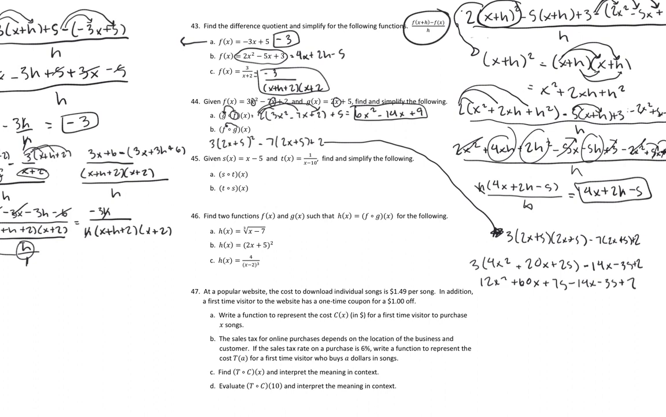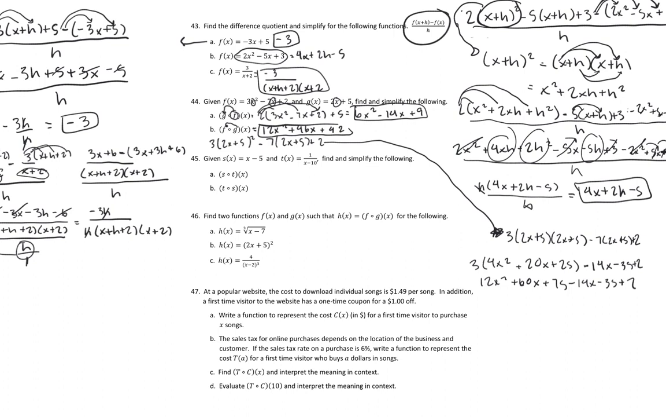All right, so then if we add all the like terms, and then I'm going to bring this back up to 44 part B, so over here if you guys can see, that's going to be 12x squared plus 46x plus 42. That'll be our final answer.